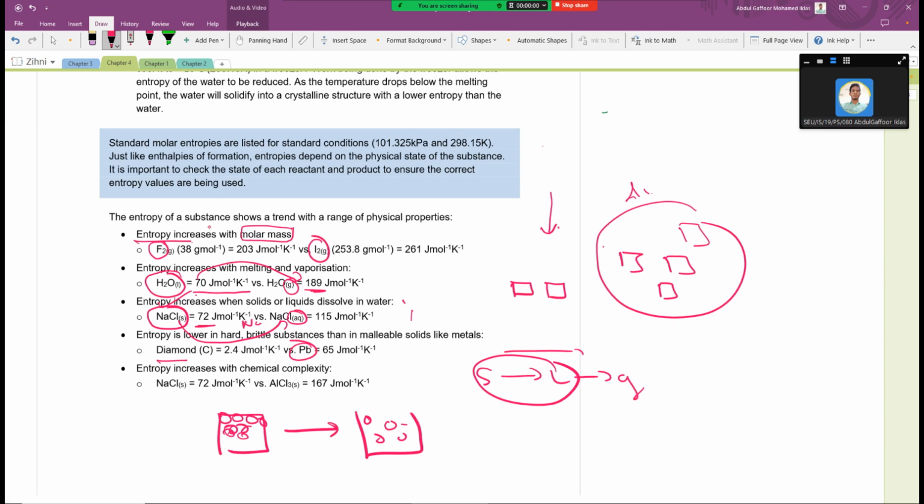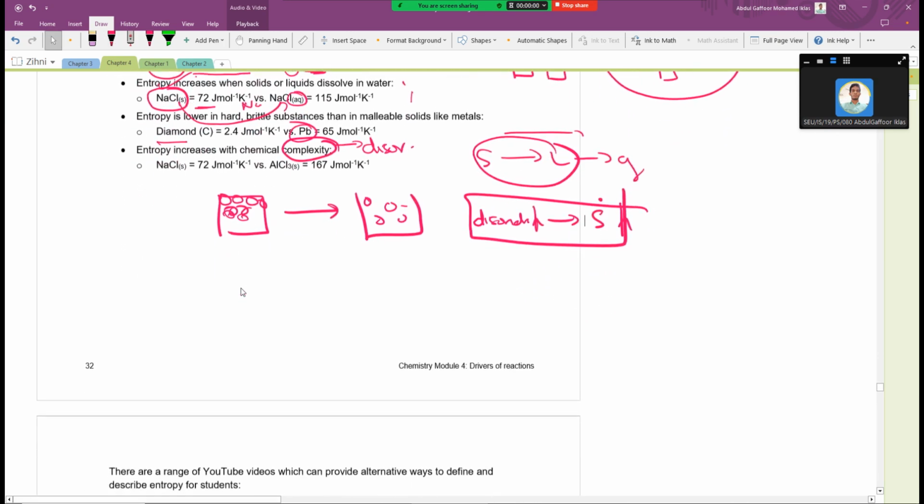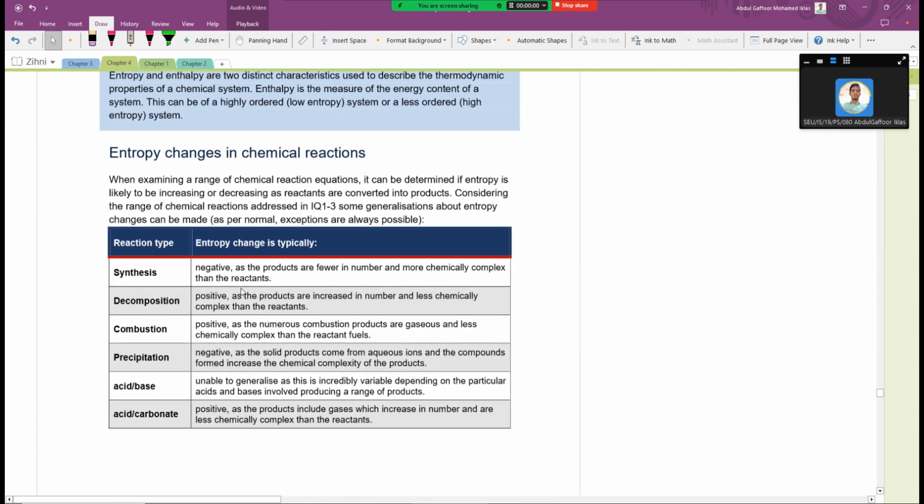Entropy increases with chemical complexity, right? Complexity means again disorder. So when disorder increases, entropy also will increase. This is the summary, okay? Now, entropy change in chemical reactions.